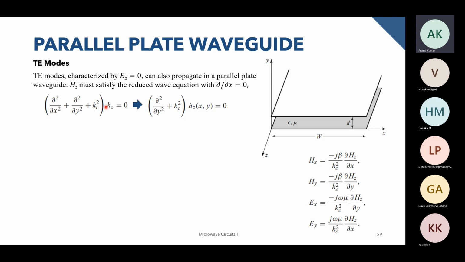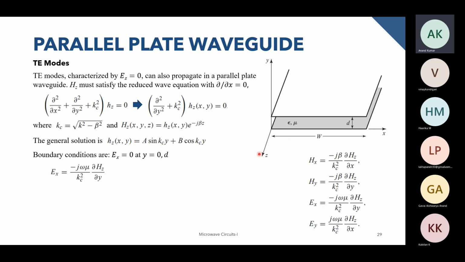So we reduce the 2D Helmholtz equation to this 1D form, and again the general solution is given by a similar expression. And since we know the geometry, we have the boundary conditions known to us. So using the boundary conditions again, we can express the electric field.